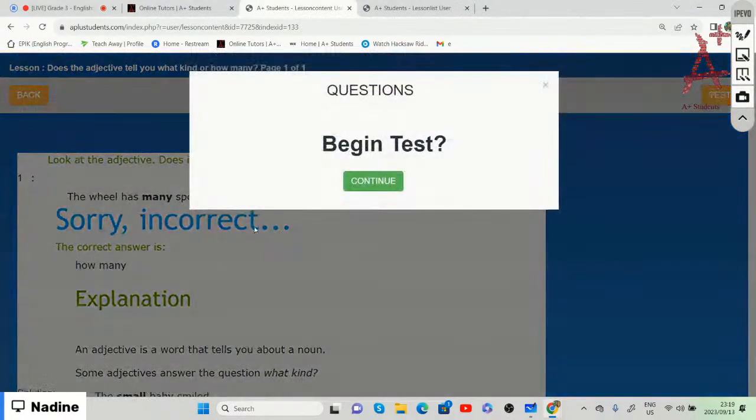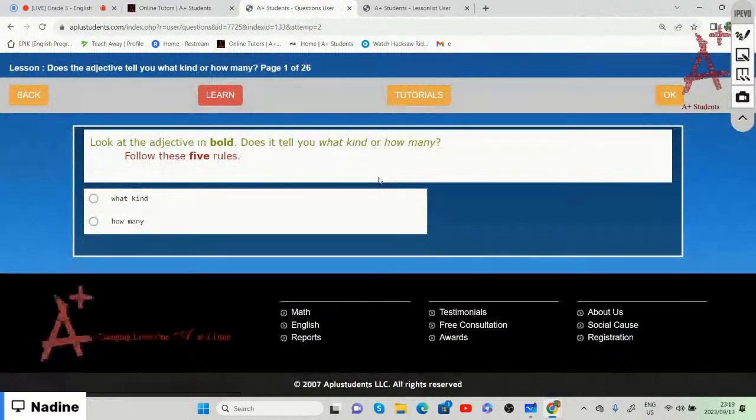All right, so now we're going to our test. Does an adjective tell us how many or what kind? So we need to look at the adjective in bold. Does it tell you what kind or how many? Follow these 5 rules. So 5, does it tell us what kind of rules we need to follow or how many rules we need to follow?